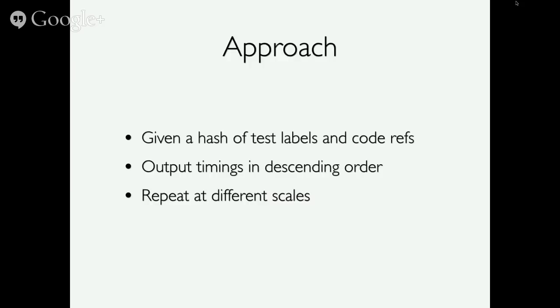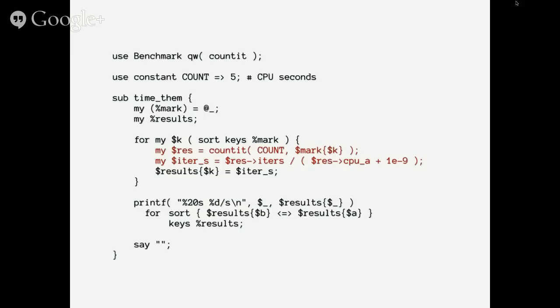So my approach was to break it down. Given a hash of test labels and code references, output the timings in descending order, and repeat at different scales. And I'll walk you through some of the code I used for that. This is the timing harness itself. Using Benchmark and the countit function, there was a constant for how many CPU seconds I wanted to run. And then essentially this is the guts of it. Your result is the countit function on some subroutine you pass into it. You get a number of iterations out per second by computing it this way.